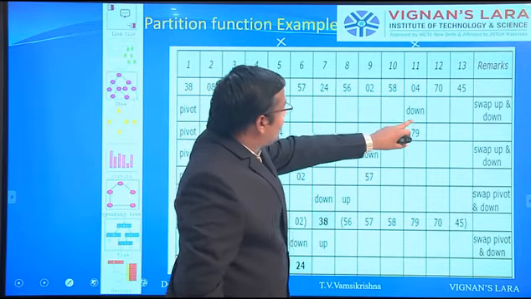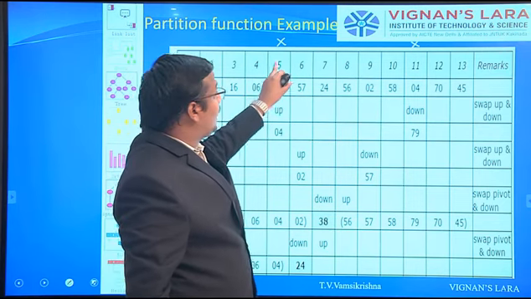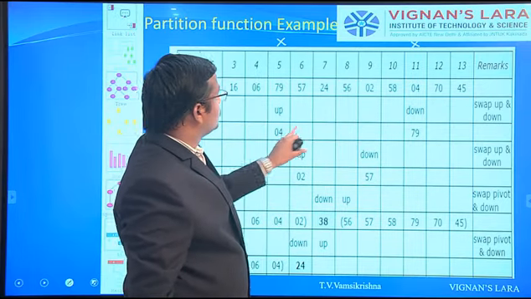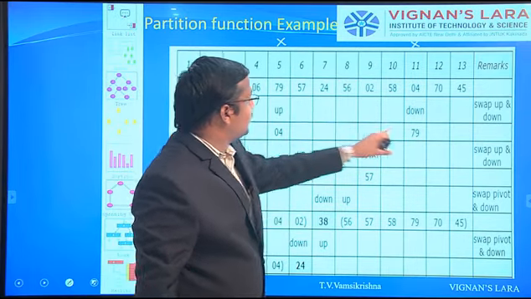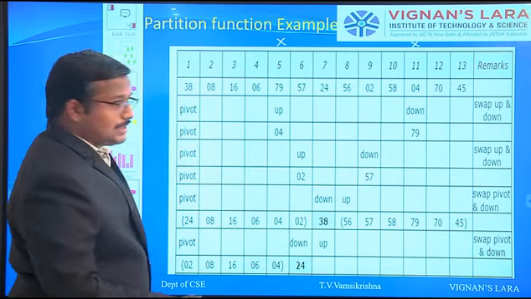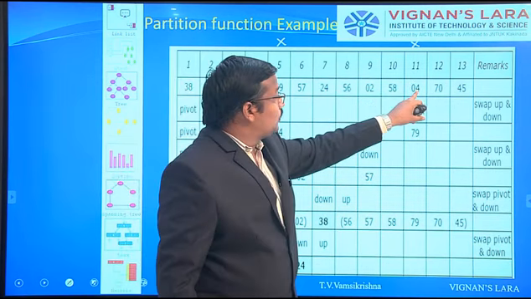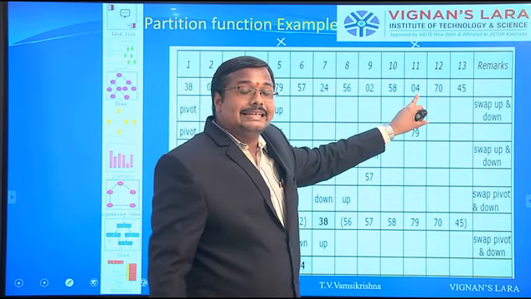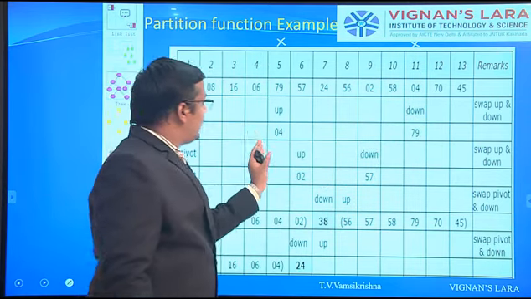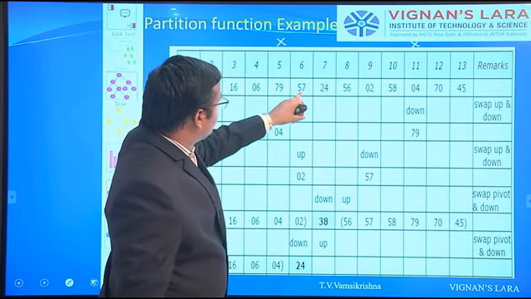So what are the values? The down value is 11, the up value is 5. Since 5 is less than 11, swap these two elements. So 4 comes to this side and 79 comes to this side, which is swapping. Next, iteratively we do the same process. When we say 38 compared to 4 is not greater, it indirectly means less, so there is no need to compare again here. Automatically the up pointer moves one position. The next 38 is compared with 57.